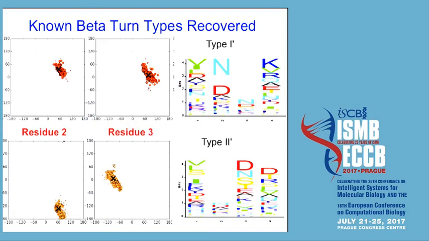So this is the type 1 prime, left-handed, glycine at that position. This is a type 2 prime. This lower corner really needs to be a glycine, so it is, and an alpha helical region. And these are the sequence logos that you get out of those.